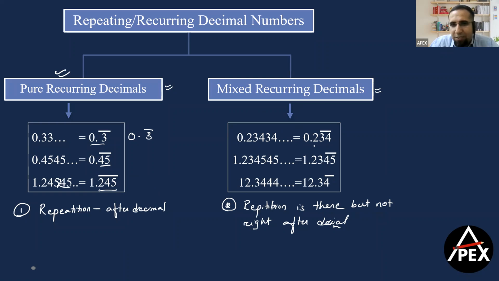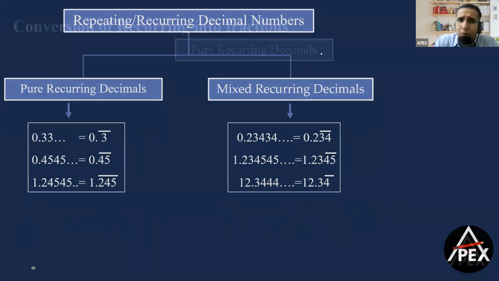Similarly, a mixed recurring decimal, you can see 0.234343434. So what is happening? 2 is not repeating, but 34 is repeating. So therefore, there is a repetition trend, as well as there are some digits which are not repeating right after the decimal point. 1.23454545. So what do I see? 2, 3 are not repeating, but 4, 5 is repeating. So therefore, 1.2345 bar becomes your mixed recurring decimal, right? Now, let me tell you that these are also rational numbers. Now let's try to understand how do I convert them in the form of p by q, right?